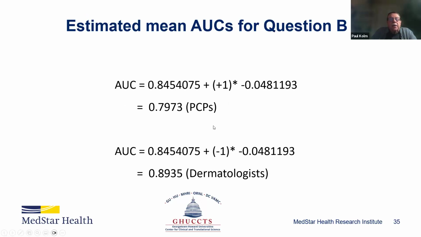Then minus this. So we get an AUC of 0.8 for the PCPs, and for the dermatologists, it's the same thing, except now this is a -1. And so for the dermatologists, it's nearly 0.9. And so we can see that there's a fairly big difference between the two.